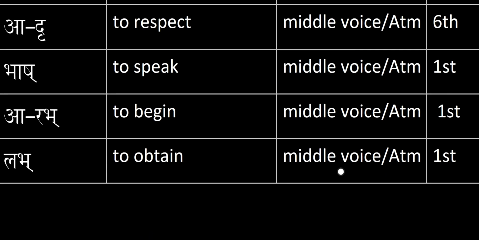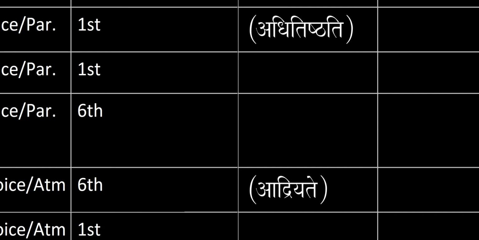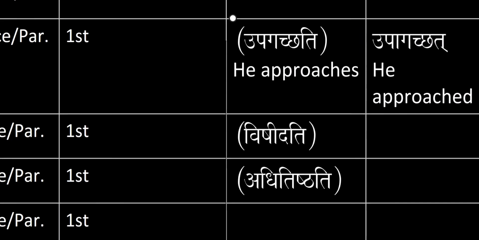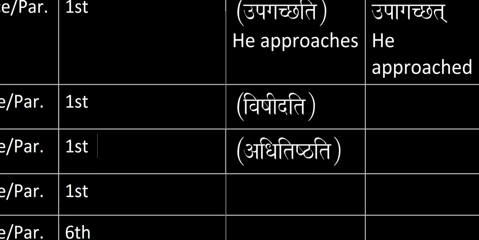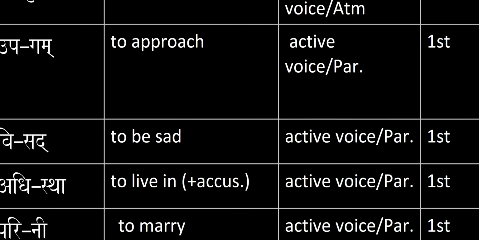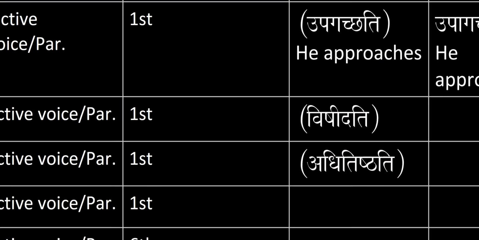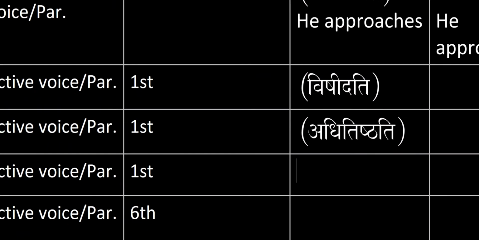Arab, to begin, middle voice, first conjugation. And lab, to obtain, middle voice, first conjugation. Other conjugations that I've given to you guys was to be sad. So if you scroll, to be sad was visad. And then visad in the present tense became vishidati. So that is that conjugation.